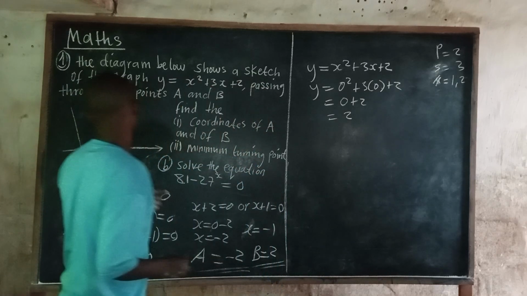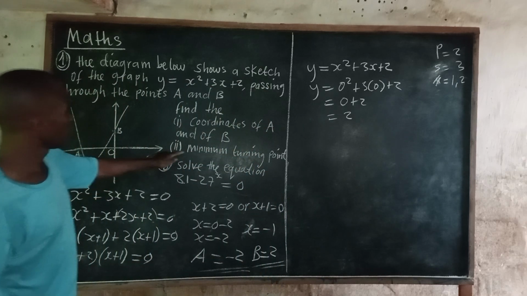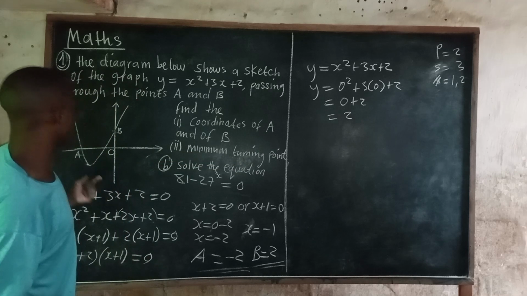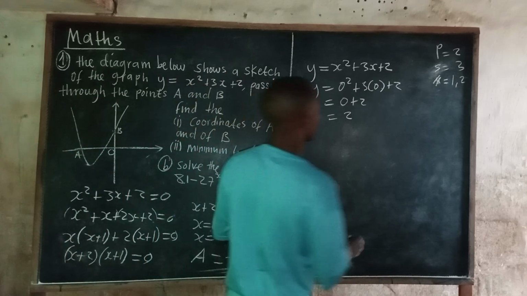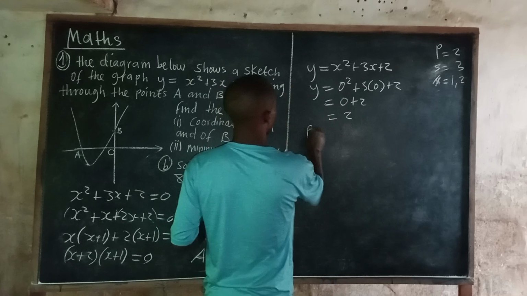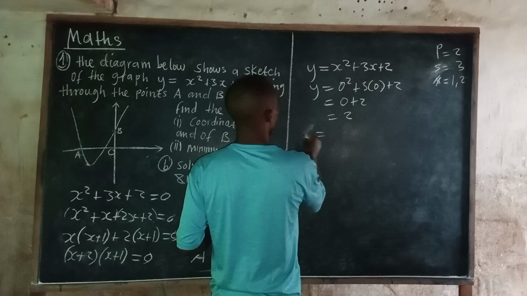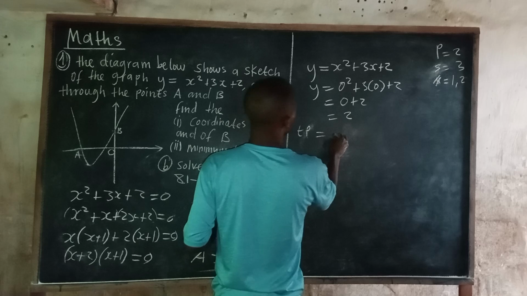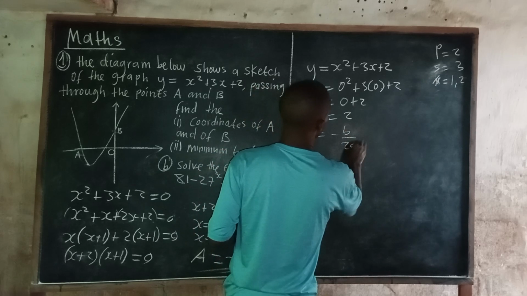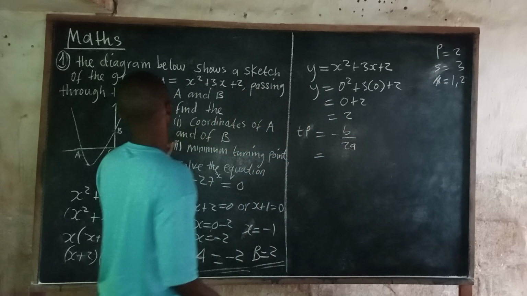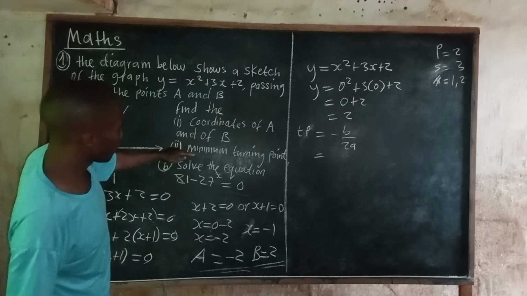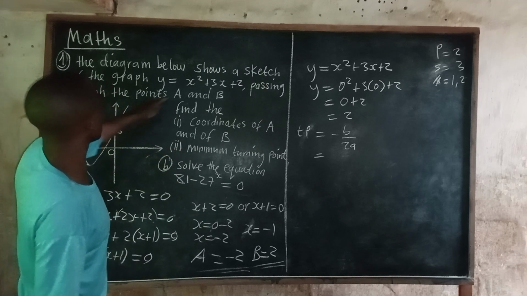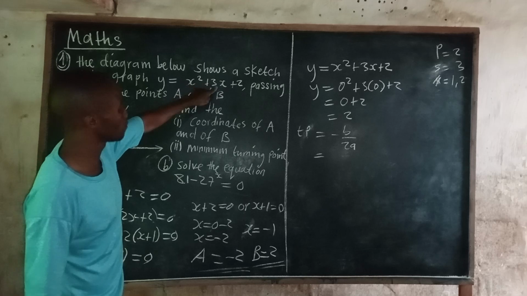Then from there, we come to the other question, which is the minimum turning point. So we find the minimum turning point, which is this one. We have the formula for the minimum turning point: the turning point is equal to negative B over 2A. So we get back to the equation that we have. What is our A, our B? So this is the equation, it's here. So this is A, this is B.